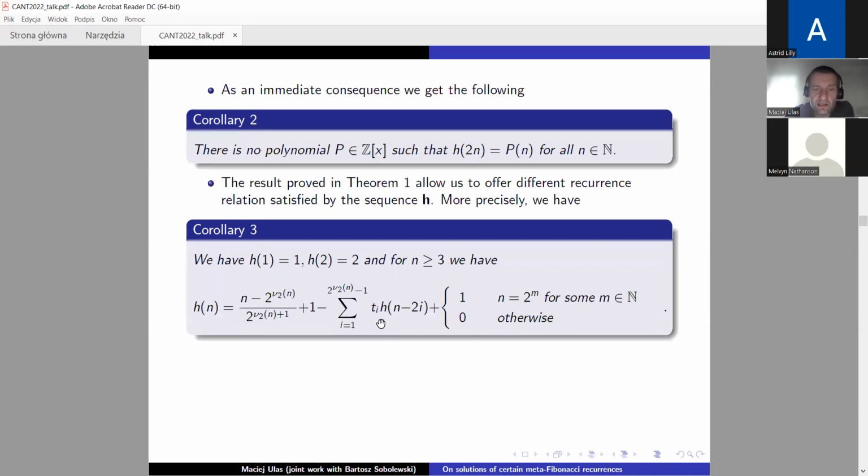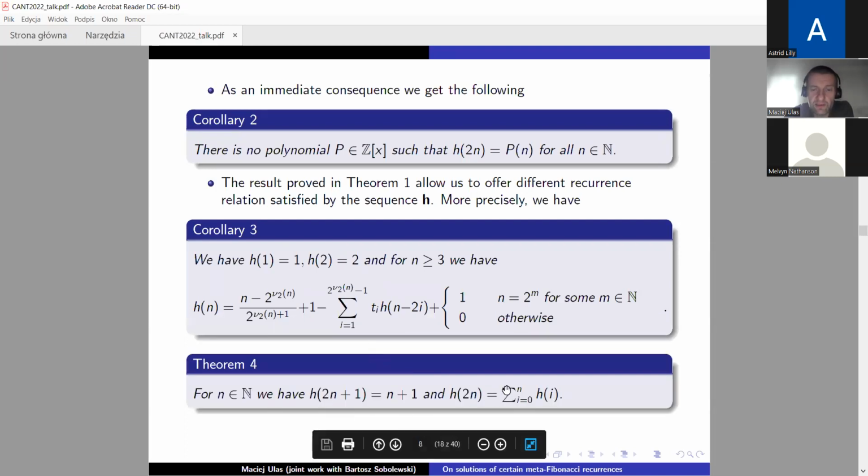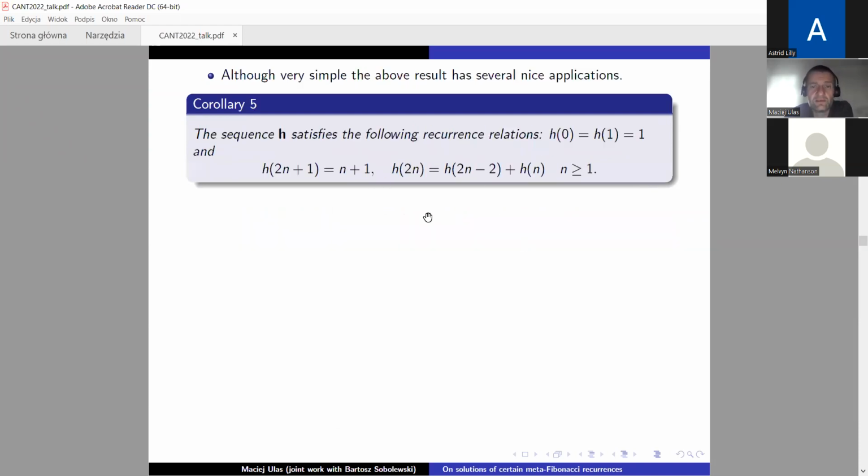But in fact, all this can be simplified, and we have this Theorem 4, which essentially says that H(2n+1) is equal to n plus 1, and H(2n) is just the sum of the values of H(i) for i equal to 0 up to n. So this simplifies things a lot, and we have a very nice application of this result. You can simplify the recurrence one more time, and this is the simplest recurrence, I believe, which can be proved for this sequence.